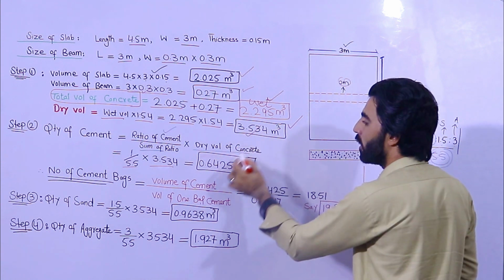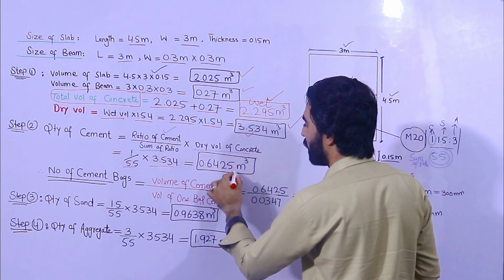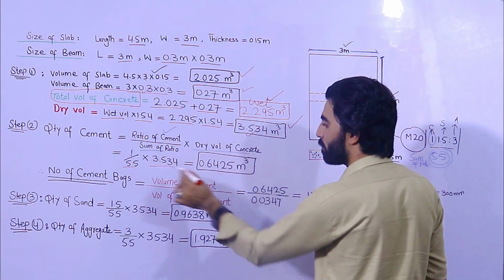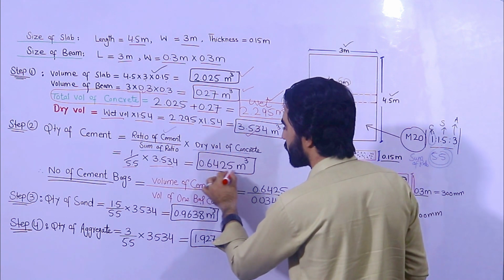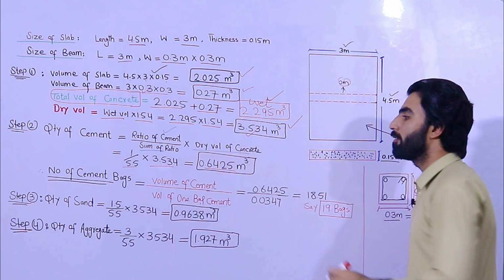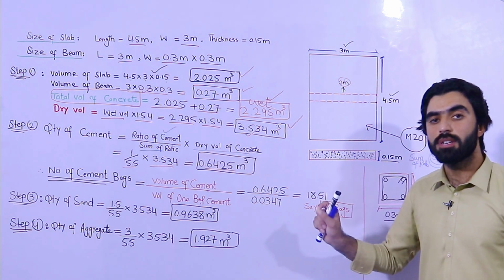3.534, which is this one. So when you do the multiplication, from this calculation you will get 0.6425 meter cube. This is the volume of cement.